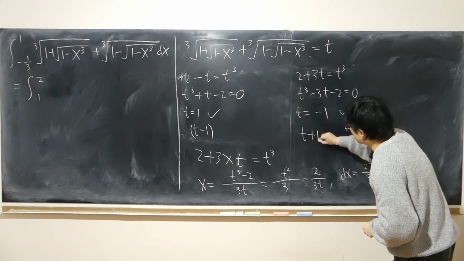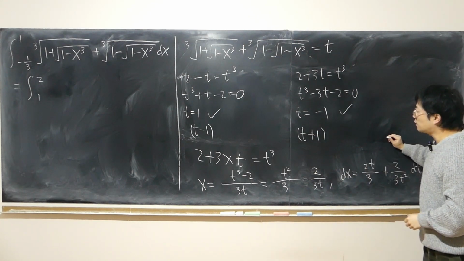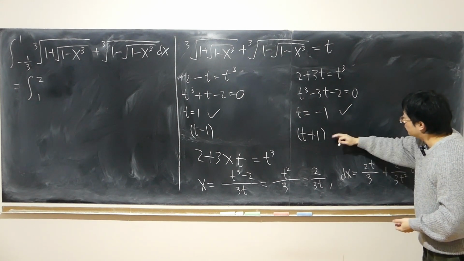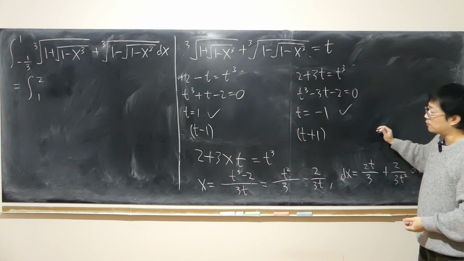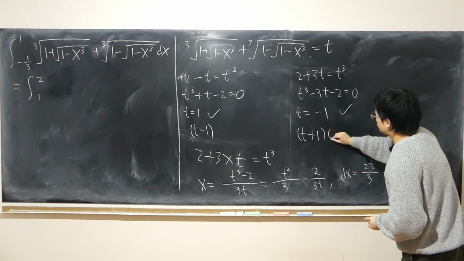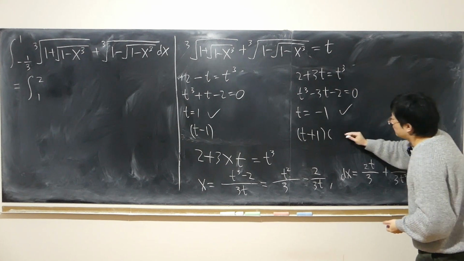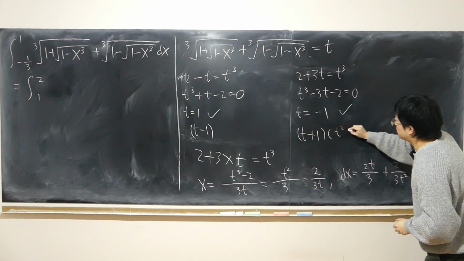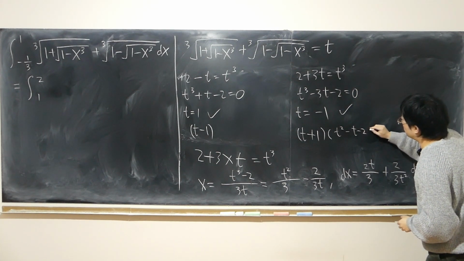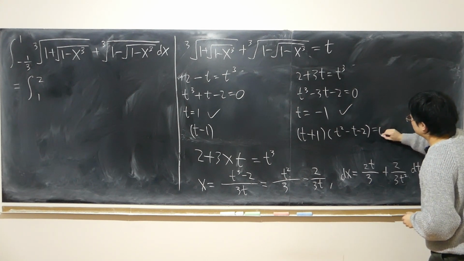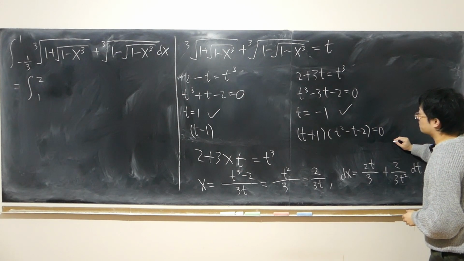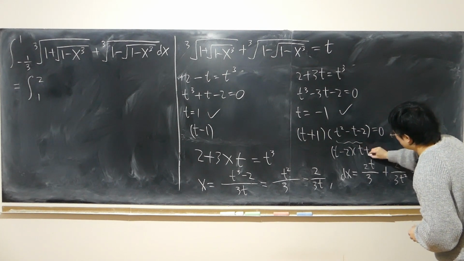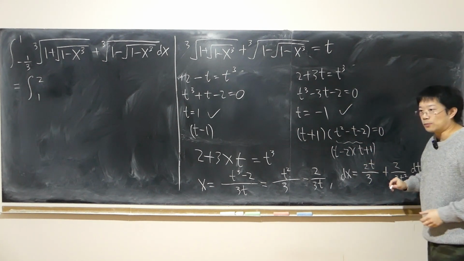Which means t plus 1 is a factor. Again, we use long division. We come up with some quadratic polynomial, and factor that out. I'm going to skip the details of the long division. And so this is the polynomial quadratic. So I believe it's t squared minus t minus 2, if I'm correct. Then we factor this. T minus 2, t plus 1. Right? No problem.